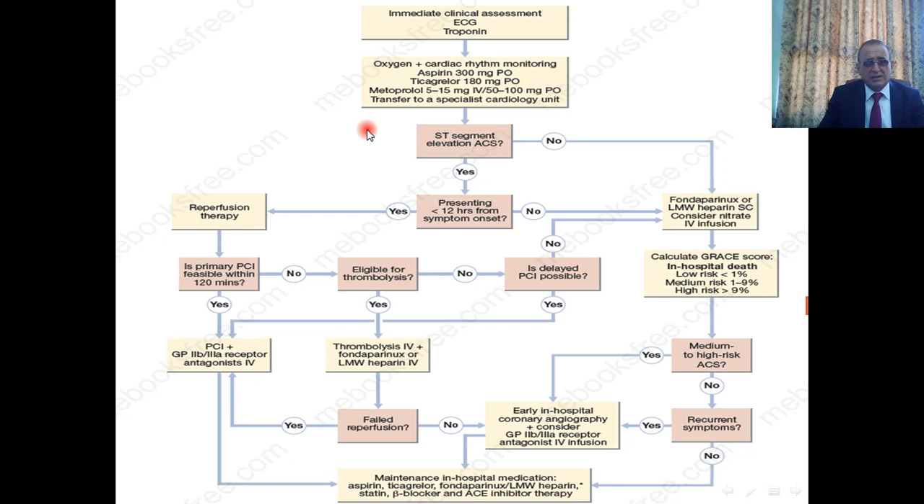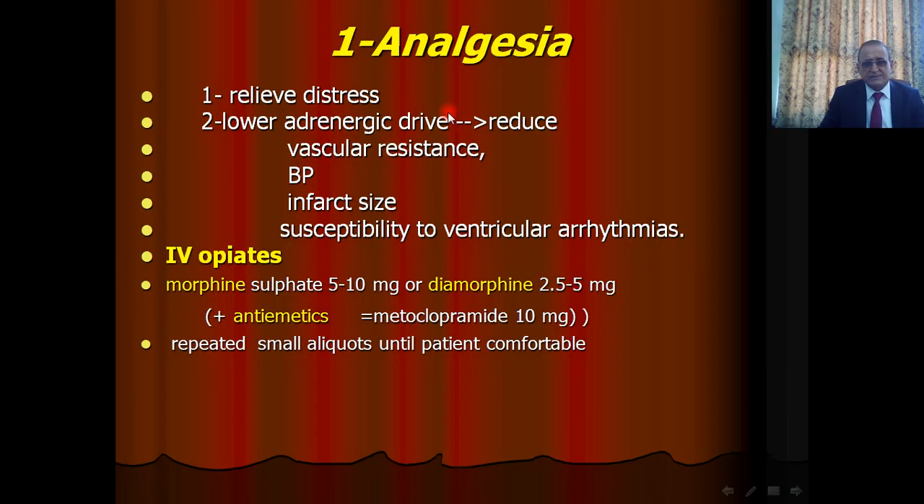Now what about analgesia? This must be given for every patient. It will relieve distress. It will lower adrenergic drive and reduce vascular resistance, blood pressure, infarct size, and even susceptibility to ventricular arrhythmias. The analgesic should be a narcotic one, an opiate intravenously. You have the morphine and diamorphine, and you should know the dosage. With this, you must give an antiemetic because it will cause central vomiting. Then repeat small aliquots until the patient is comfortable. Analgesia for all patients.